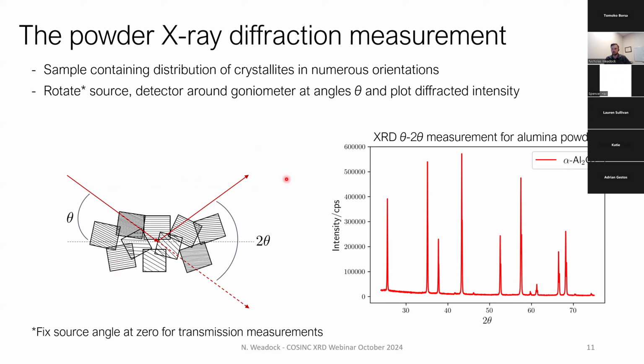Briefly, a powder X-ray diffraction measurement, as I described before, you'll have a powder sample that contains a distribution of crystallites in all possible orientations with respect to your X-ray source. And so as you rotate your source and your detector symmetrically at an angle theta, you're going to record the intensity as a function of this 2 theta angle, or the angle between the transmitted X-rays and your detector. And I'm showing here this diffraction pattern for alpha alumina powder.